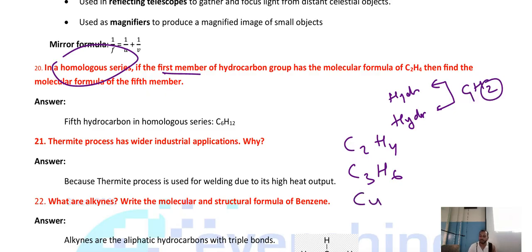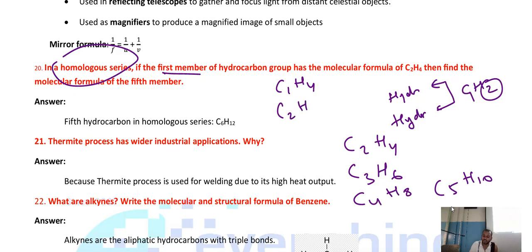Third member, fifth member, C5H10. They are asking the fifth member, right? One minute. What is the first member? They have given C2H4 as the first member. Actually, see here. Interesting. Listen first. Actually, the first member should be C1H4. Correct now?